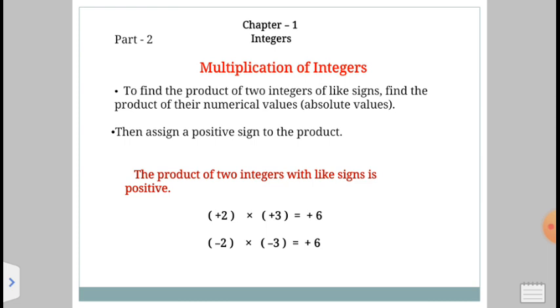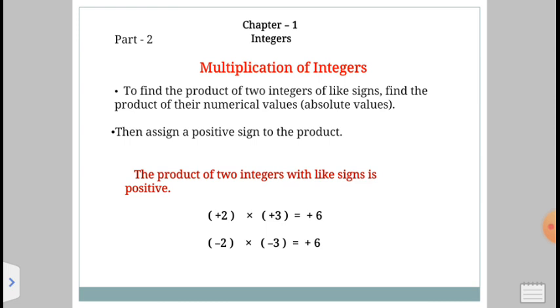To multiply two integers having same signs, first find their product and then assign a positive sign to the product. Example, 2 and 3. The product of 2 and 3 is 6. Plus 2 into plus 3 is plus 6. A positive integer multiplied by a positive integer gives a positive result.